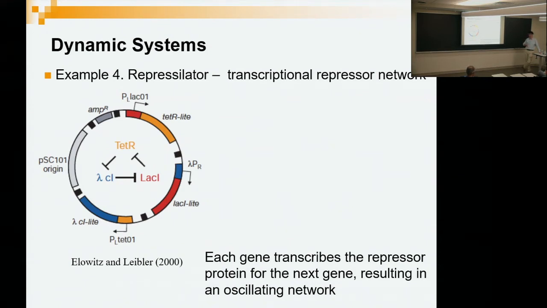This is one of the first examples where we have an artificially created, simple genome, where you clearly see in the experiment oscillations of the three genes. So for example, one gene downregulates tetR, which downregulates lambda cI, and so on. So that's an interaction system.